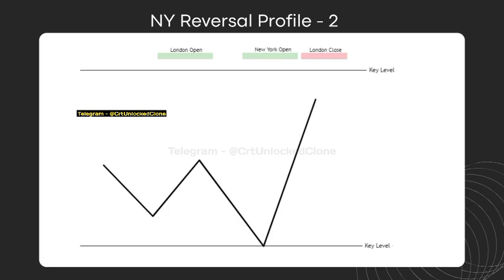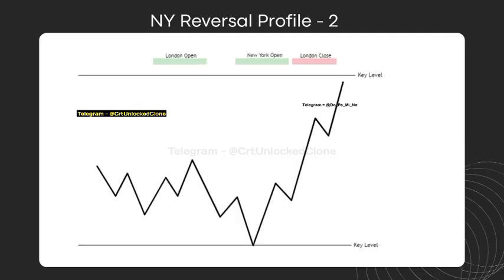So moving on, here we got another type of New York reversal profile. In this case, during the whole first half of the day, price doesn't do anything significant, and it just ranges the whole day and forms a range. And then during New York, price manipulates below that range or that consolidation to a key level and tests that key level, and then it expands from there.